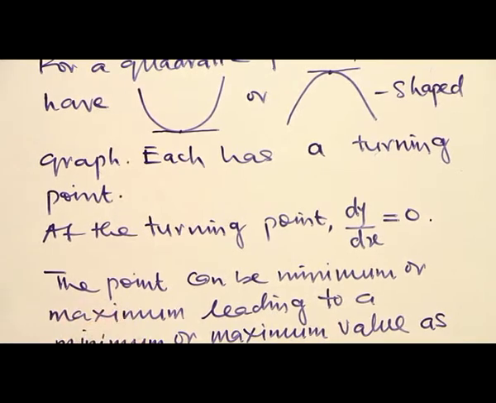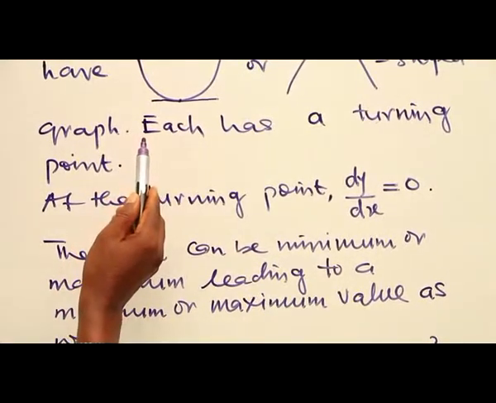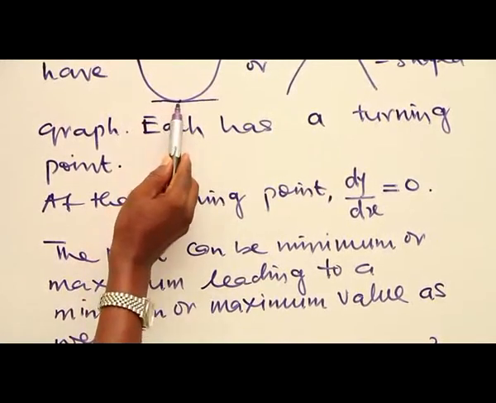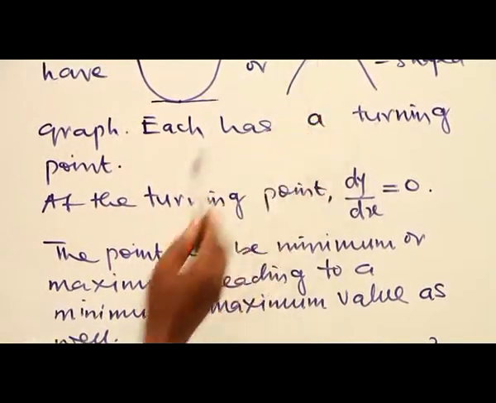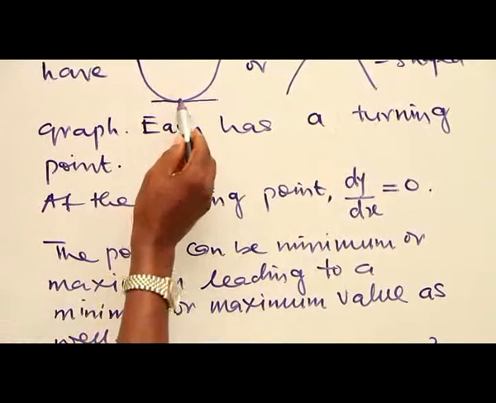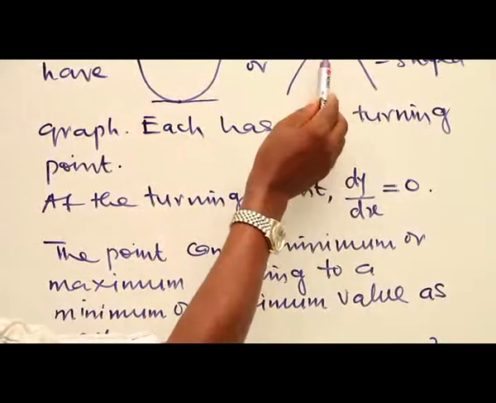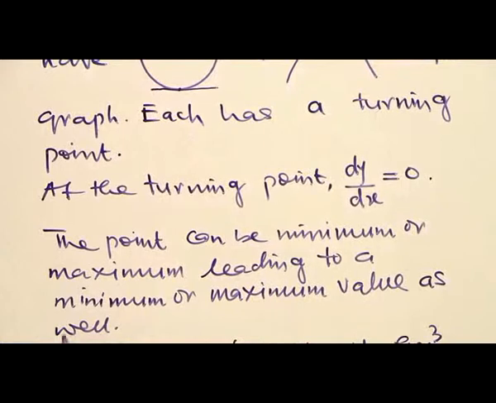Now, the point can be minimum or maximum. From the two cases we have above of the two graphs, the parabolas, you have that at each point here, it can be a minimum point, and here is a maximum point. Minimum means at the point where the graph is lowest. Maximum at the point where the graph is highest. And this eventually will lead to a minimum or maximum value as well.